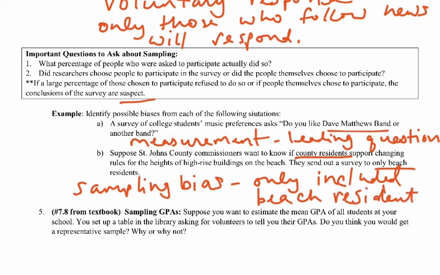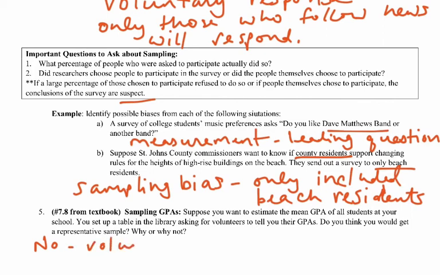As you listen to the news and see stuff online about the election in the next few weeks, think about questions that people have asked in these polls and if any of this might apply. Let's try this one. Suppose you want to estimate the mean GPA of all students at your school. To do this, you set up a table in the library asking for volunteers to tell you their GPAs. Do you think you would get a representative sample? Why or why not? Hopefully you see that this is not a good way to conduct a survey. I would say no, definitely not, and there are a couple of different reasons.